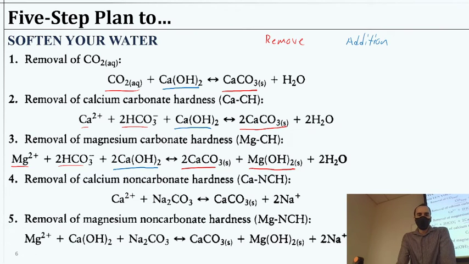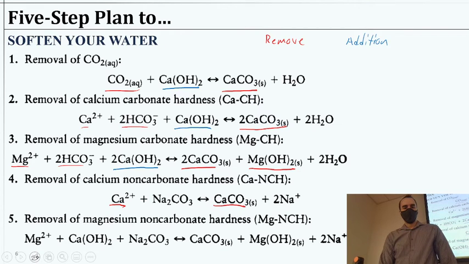Step four, then, we have removal of calcium non-carbonate hardness. And so here's the first time we're adding something that's not just lime. So here's where the soda ash comes in. We have calcium in solution, that's what we're targeting. And of course, we're going to precipitate that again as calcium carbonate. We're adding in this time the soda ash.